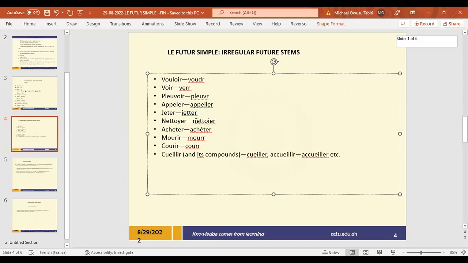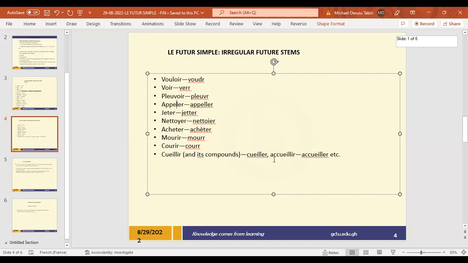Nettoyer, the Y changes to I. We did that last semester. Acheter, okay. This one, the only difference is with the accent grave. The E here becomes an accent grave here. Mourir, M-O-U-R-R. Got the spelling. Courir, here too, C-O-U-R-R.